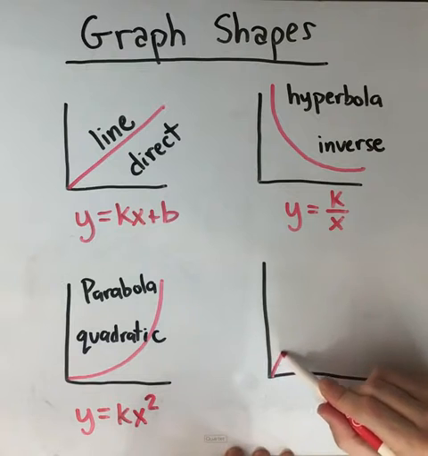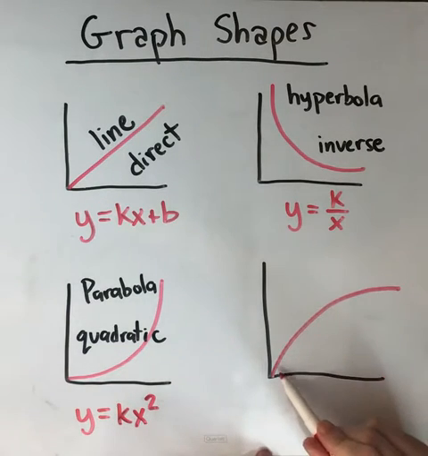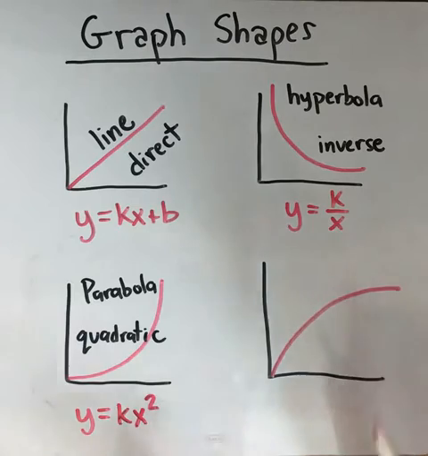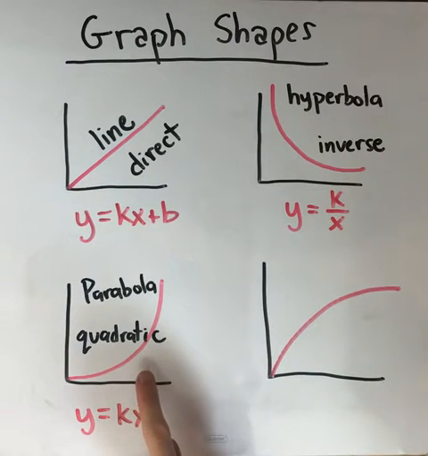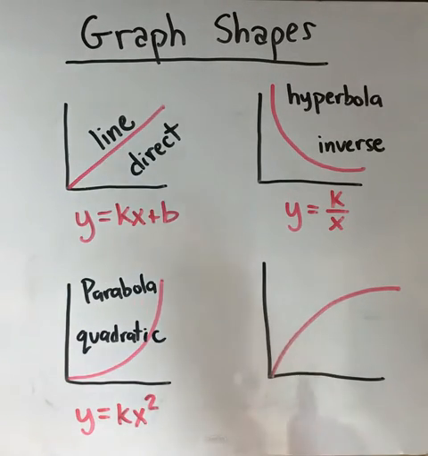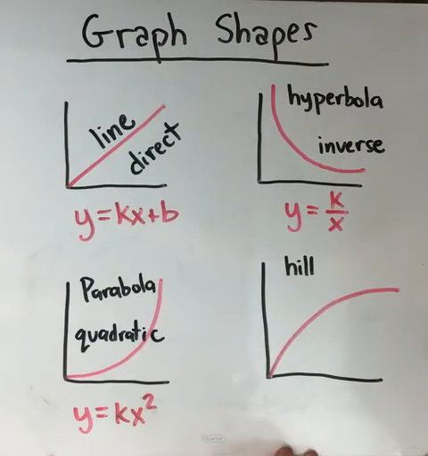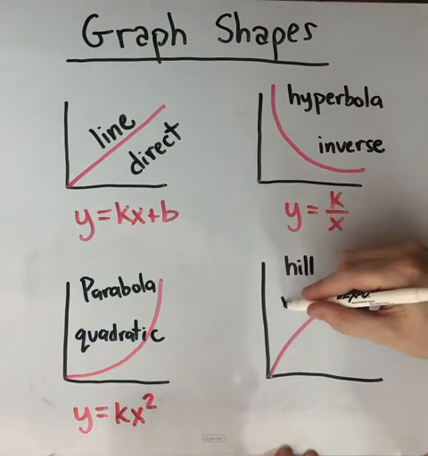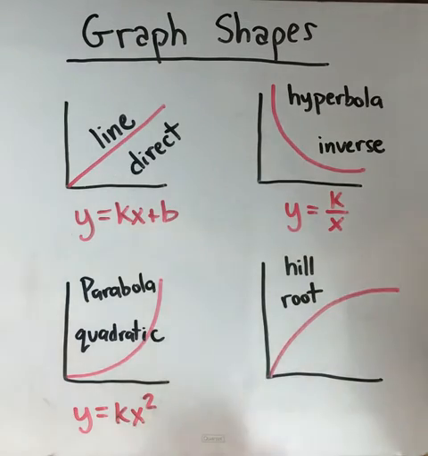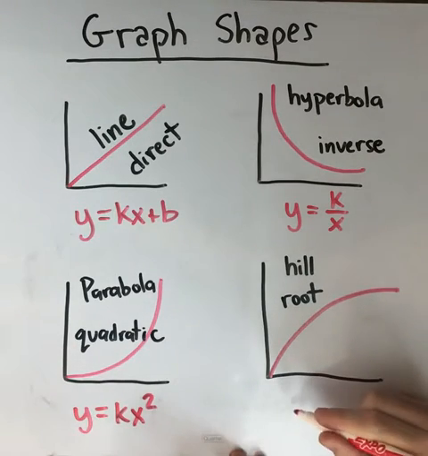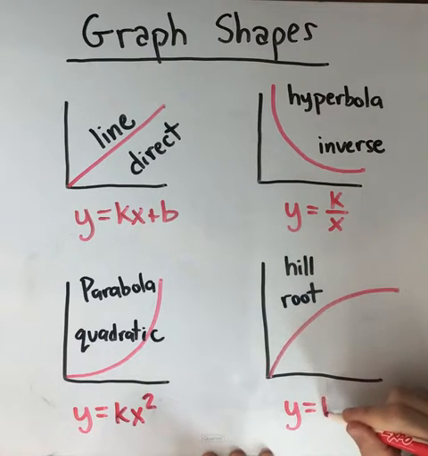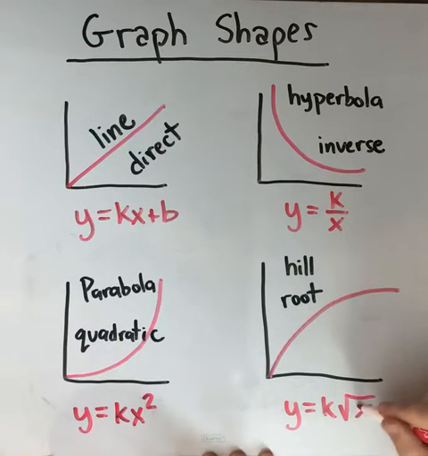Finally, you can have a graph that starts out steep and then flattens out. Notice it's kind of like a parabola that's laying on its side. I call this shape a hill. And it comes from a relationship called a root. This just means that the equation is going to use a square root symbol. So the equation will be y equals k root x.